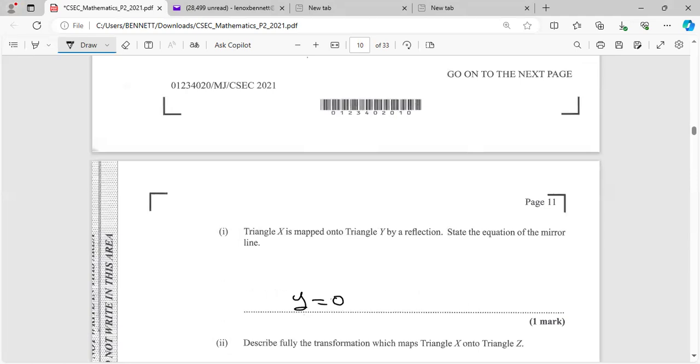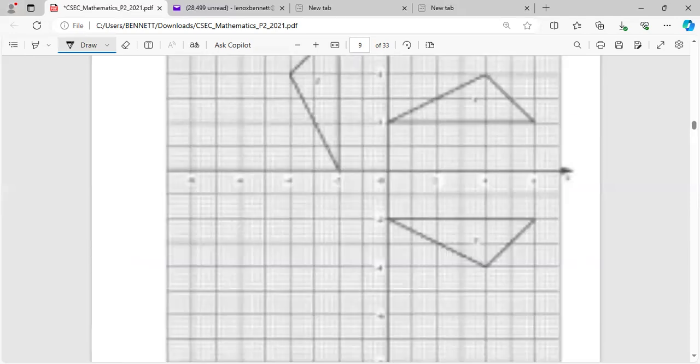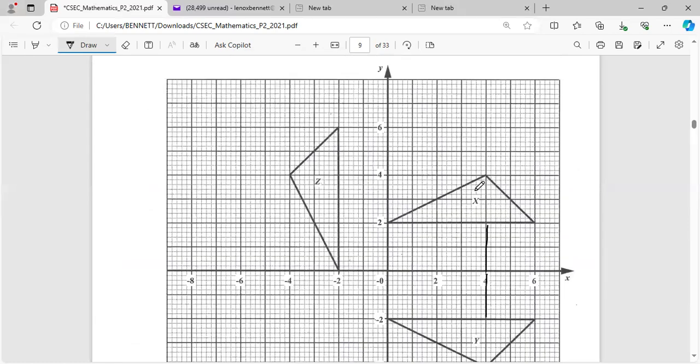Let's move on. It says now describe fully the transformation that maps triangle X onto triangle Z. So triangle X and Z are our focus now. This is X, this is Z. That looks like a rotation, a counterclockwise rotation of 90 degrees. Let's test it.